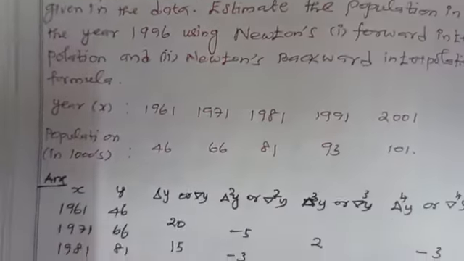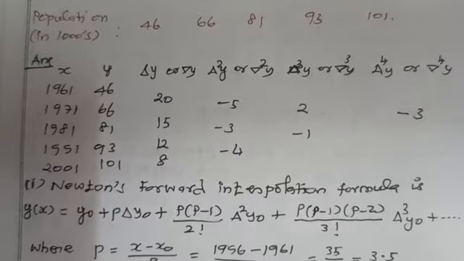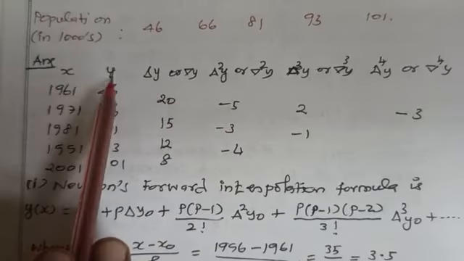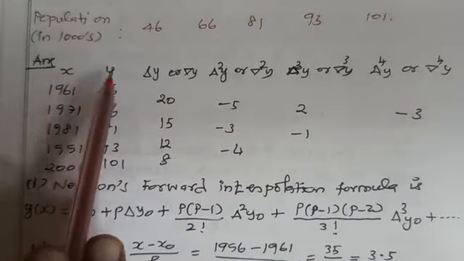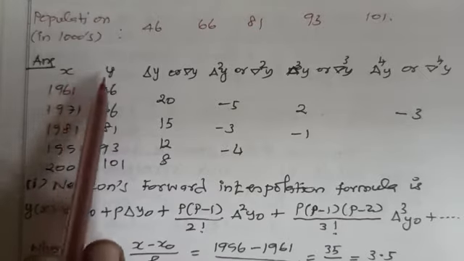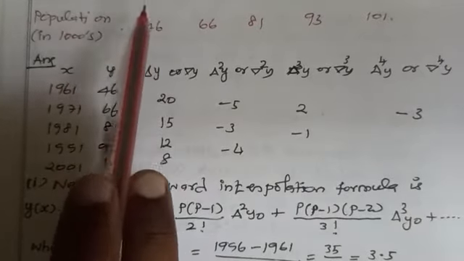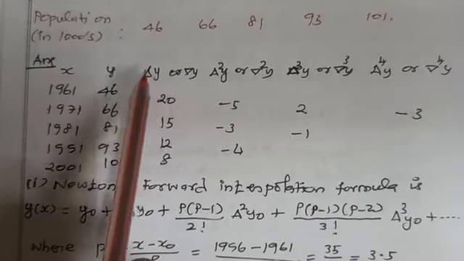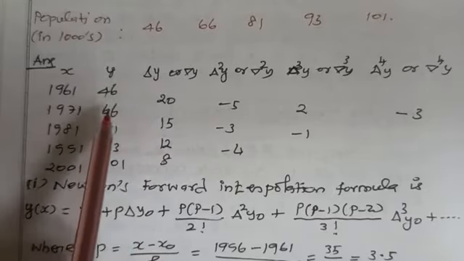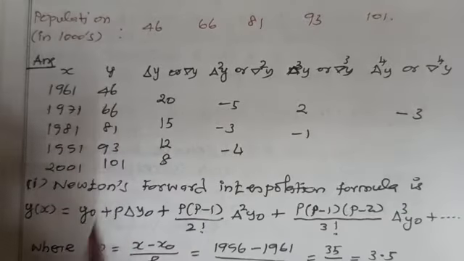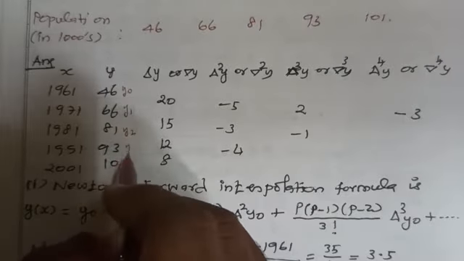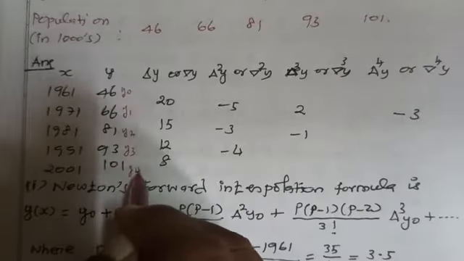First, we will find the difference table. How to find the difference table means: this is column 1, column 2. Column 1 is the x value and column 2 is the y value, which are already given in the question itself. And the third column is delta y. Delta y means the difference between y0, y1, y2, y3, and y4.